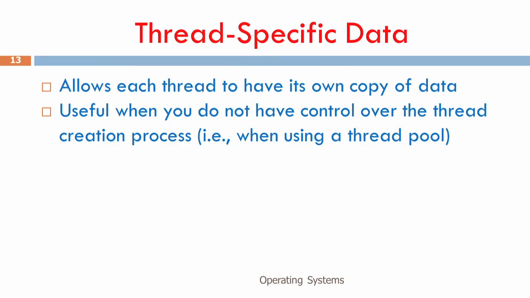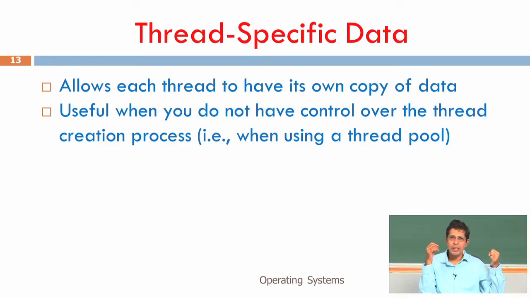And we could have thread specific data, where each thread can have its own copy of data, and this is useful when you do not have control over the thread creation process. So when I have a thread pool, somebody requests a thread, they take the thread, they execute it and get back. So I don't control that. As an operating system, we have less control over that.